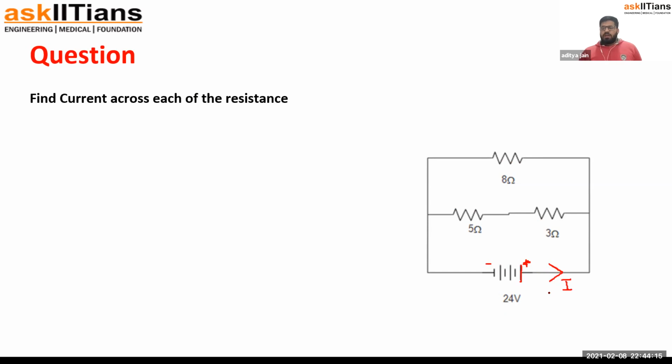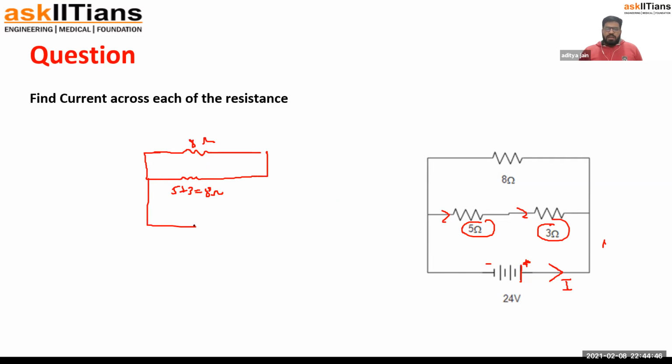So this is the total current I. First we have to calculate the total current flowing, and for that you have to find the equivalent resistance first. If you can see, this 5 ohm and 3 ohm are in series. Only a single current can flow through these two resistors, yes or no? So what is the equivalent resistance of 5 and 3 in series? It will be directly 5 plus 3, that is 8 ohm. In series combination, resistance is R1 plus R2 plus R3.